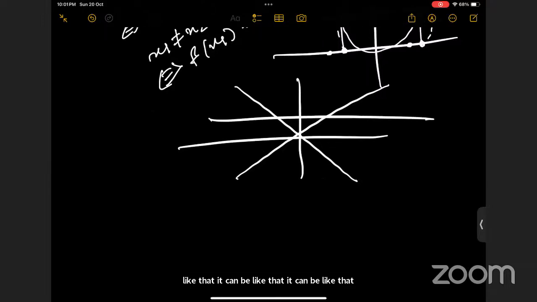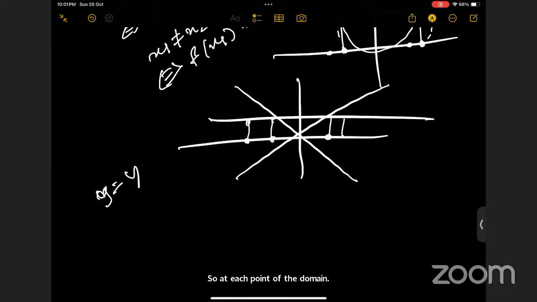If you have a straight line which is a horizontal line, say y equals 4, then at each point of the domain we are finding the same value, right? So straight lines are one-to-one, except the constant one. If the line is in the form mx plus c, where m is not equal to 0, then there is a non-zero finite slope.